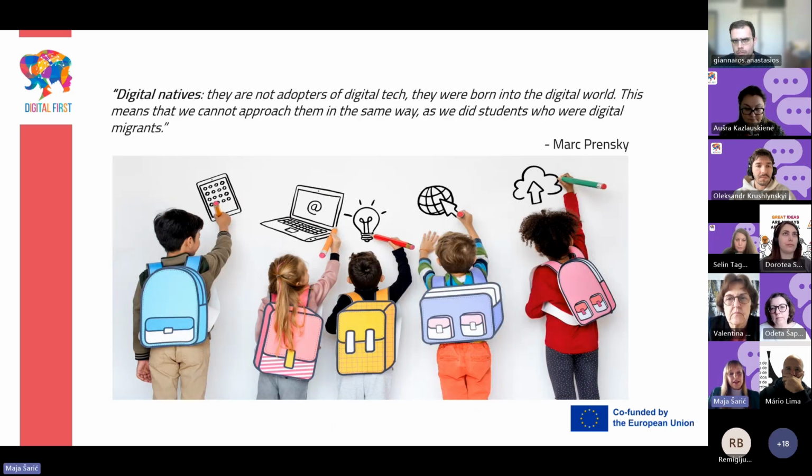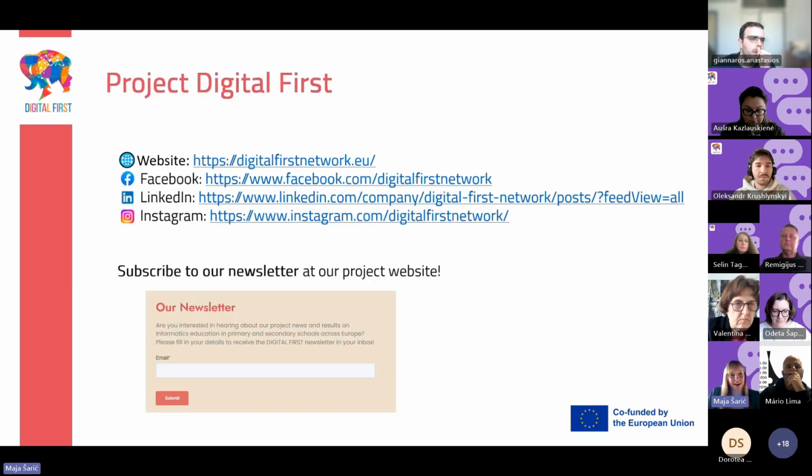And to wrap up my part, what we really want is to prepare the children who are born into the digital world to really be using digital technology in a way that is useful for them, but also useful for the society, and that it can be used in an ethical and correct way for the entire society. This is with what I would like to wrap up.